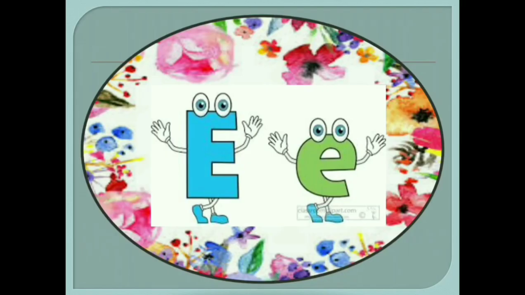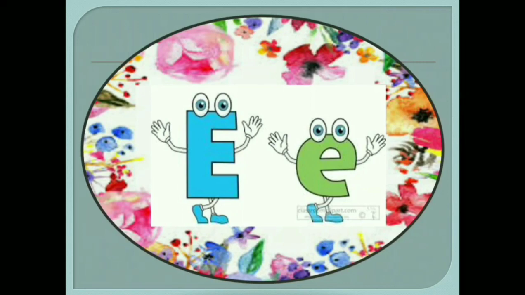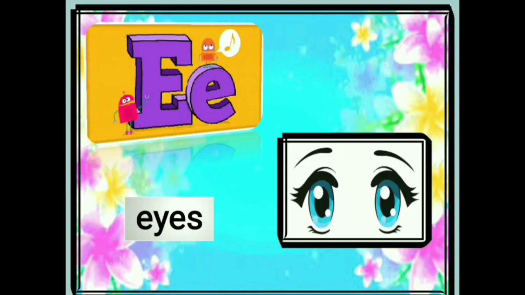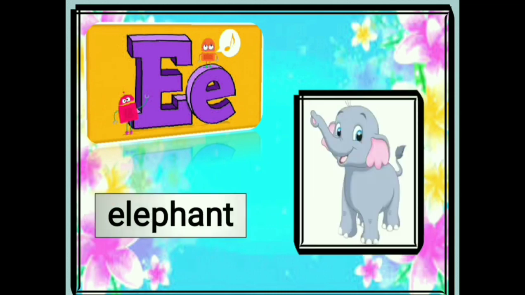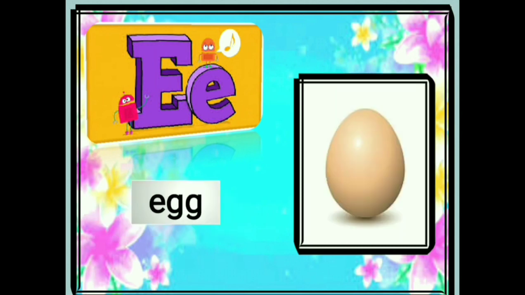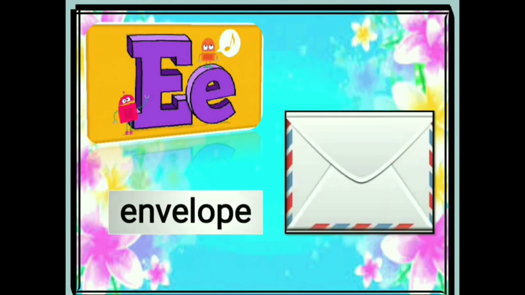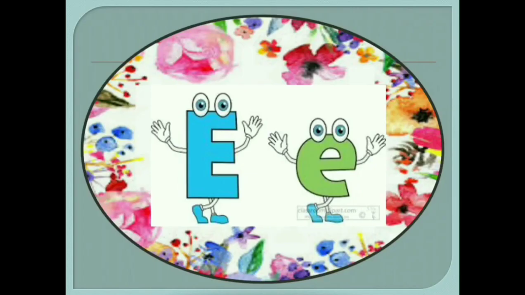Hello, I am letter E and my sound is eh. E for eyes, eyes. E for eagle, eagle. E for elephant, elephant. E for egg, egg. E for envelope, envelope. Would you like to sing poem of E with me?